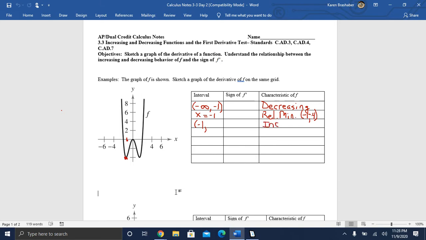So again, I looked at that first. It was increasing. And that stops when x is 0. So then I'll look at x equals 0, and I have a relative maximum at this point. And that happens at 0, 0. That one's pretty clear to tell. And then I see the function decreasing. So decreasing again.